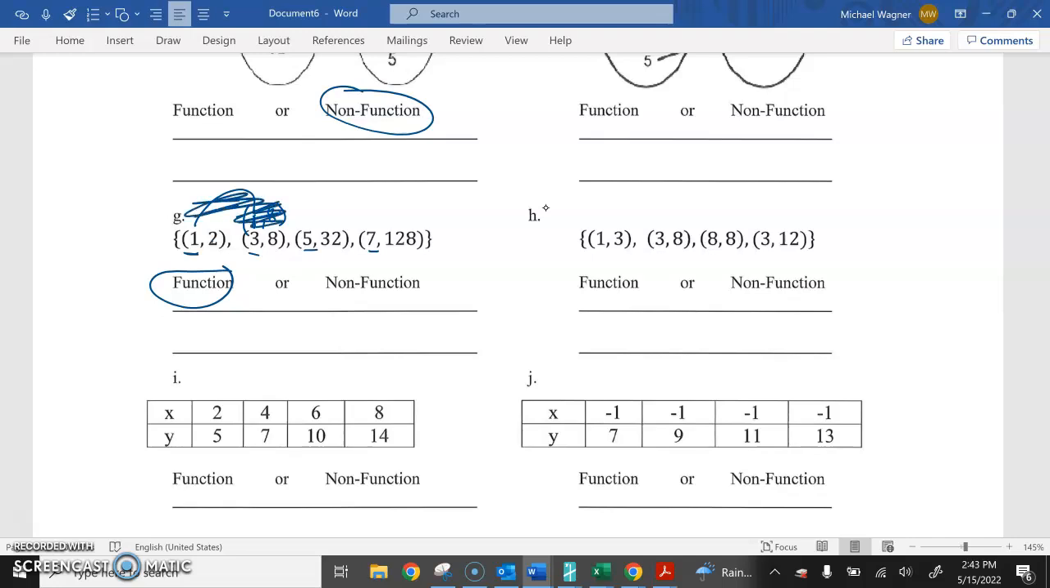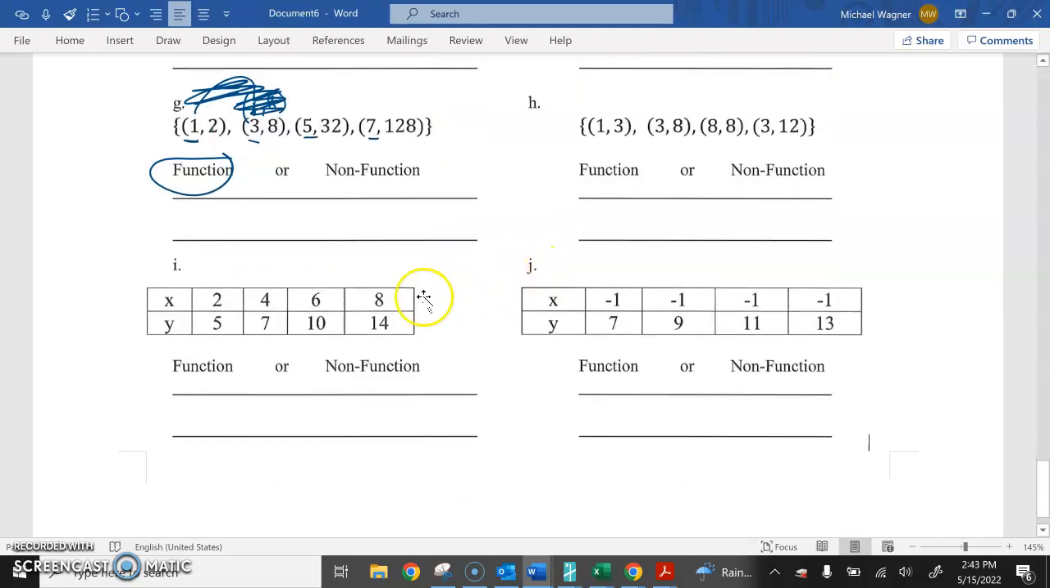There's no problem. Okay, so let's see. Finally, we get a table. Same thing over here. Does the input show up more than once? That's the first thing I look at. Here, it only shows up once. Each one of them only shows up once. There's no repeating x's. So that means it's automatically a function.